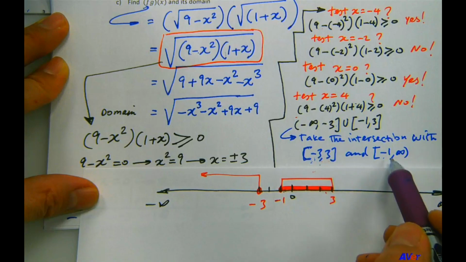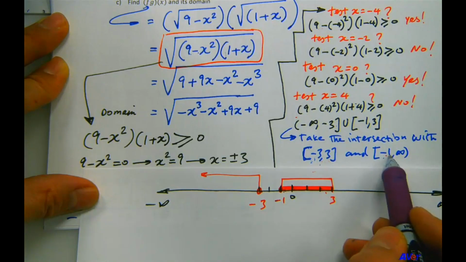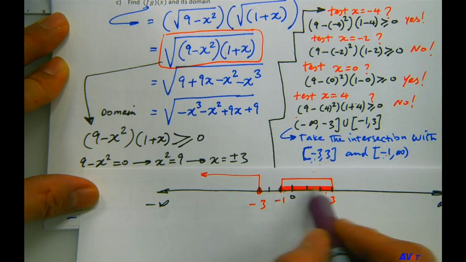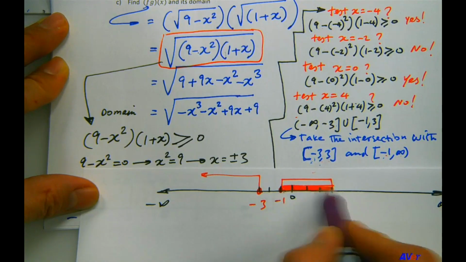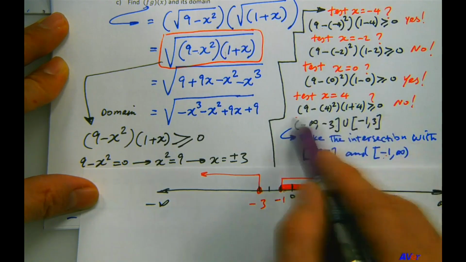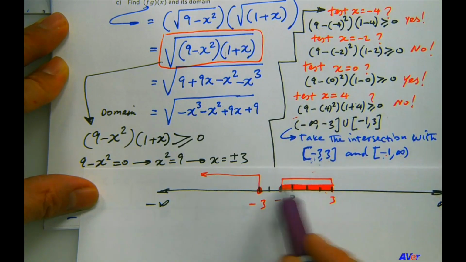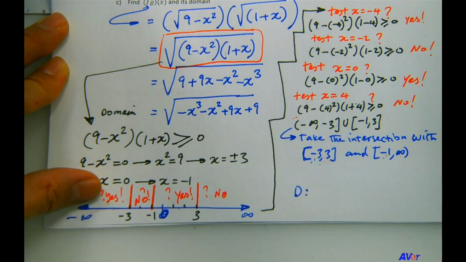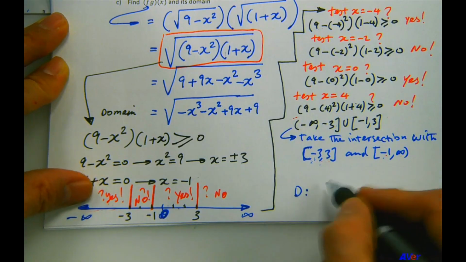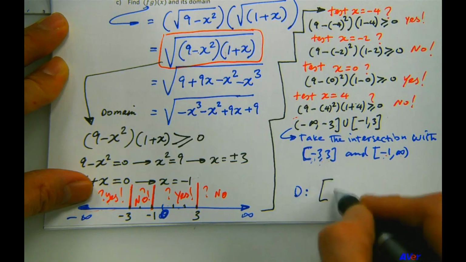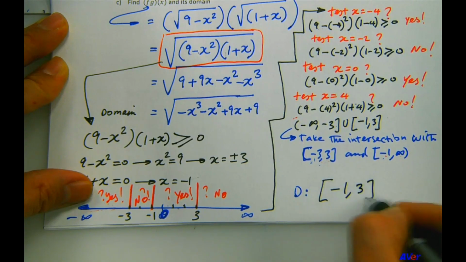Is there any other intersection? Negative 1 to infinity. So the intersection is just this piece. Between these two and this, the only intersection is negative 1 to 3. So the domain here would be negative 1, comma 3.